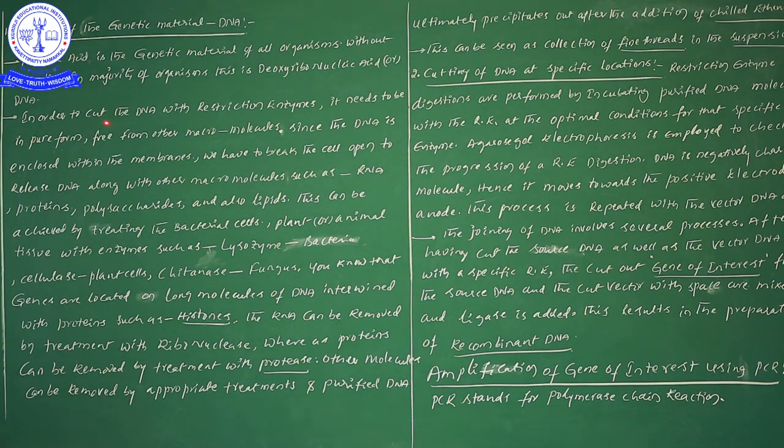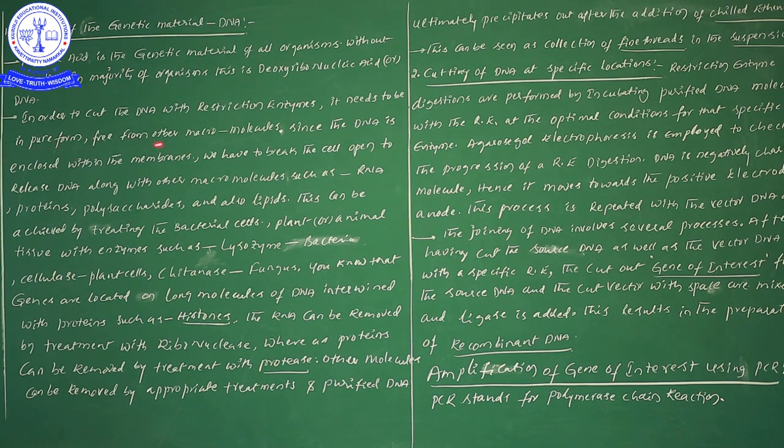Now, in order to cut the DNA with restriction enzymes, it needs to be in pure form. If you would like to cut the DNA with restriction enzymes, definitely only DNA should be taken. We should not take RNA or other kinds of macromolecules. Pure form means RNA, proteins or any kind of macromolecules should not be there.